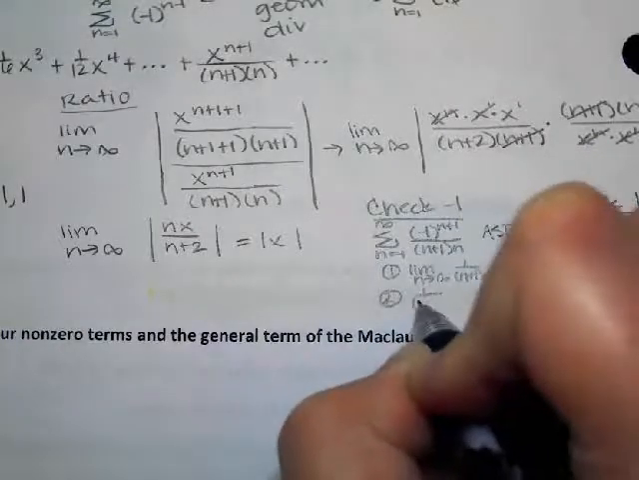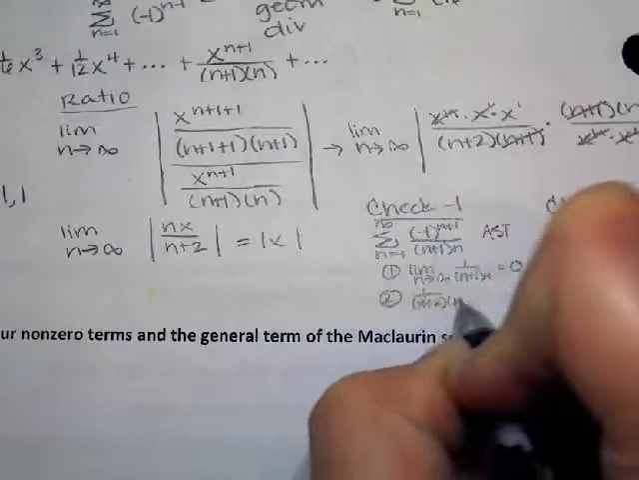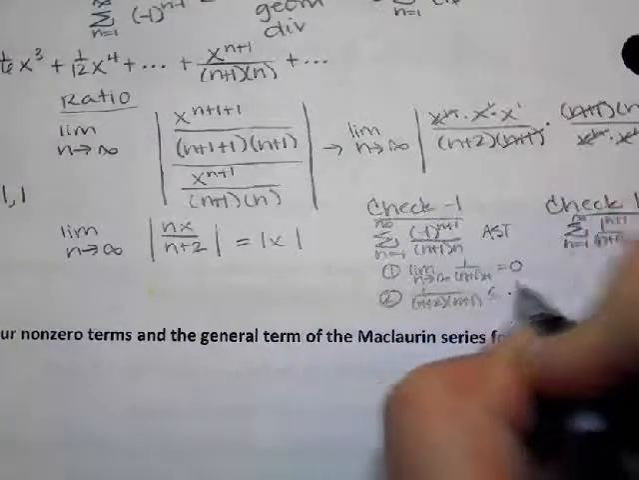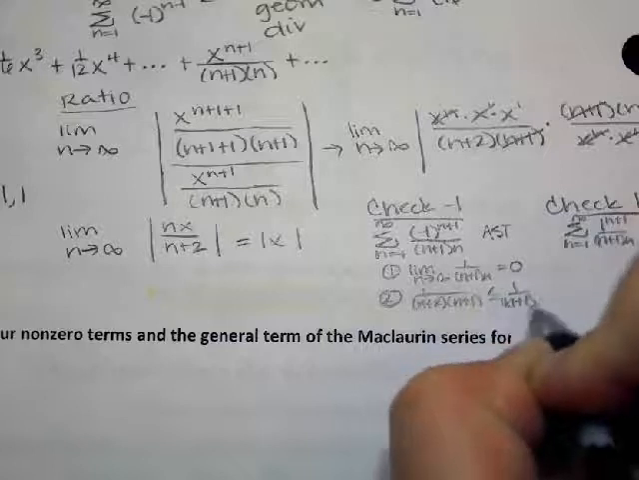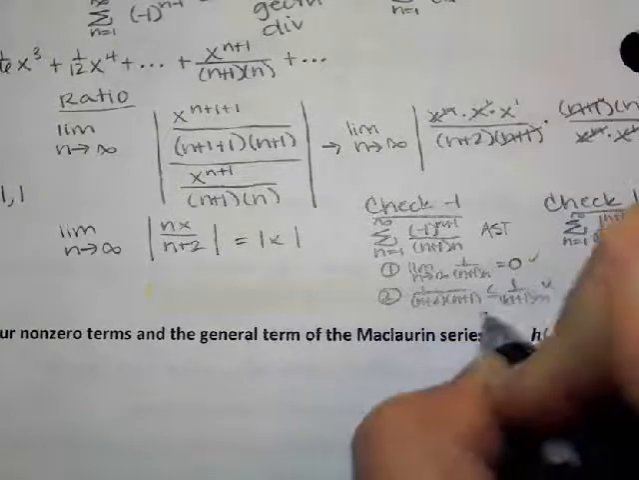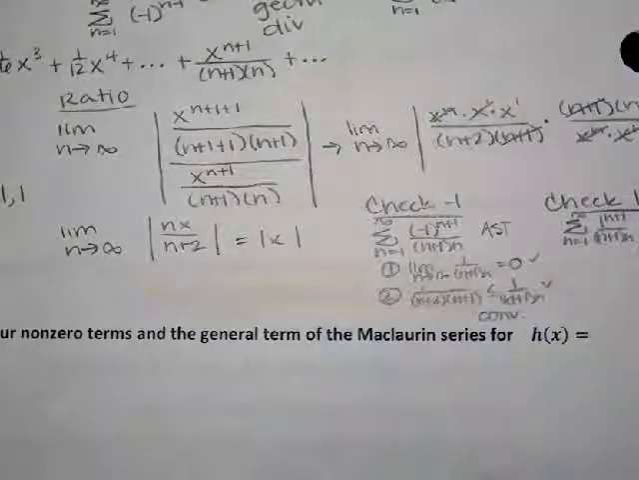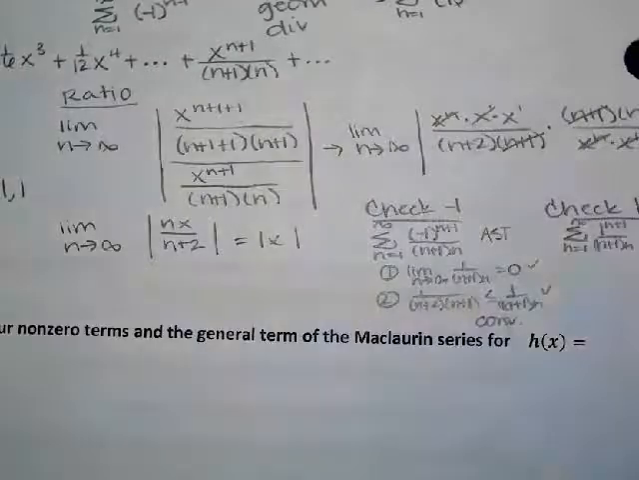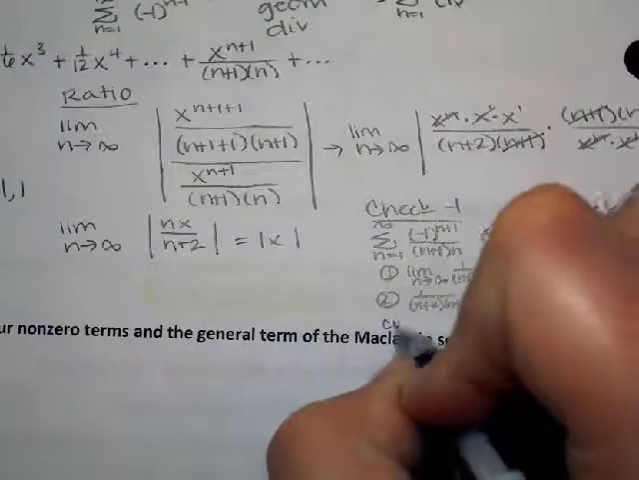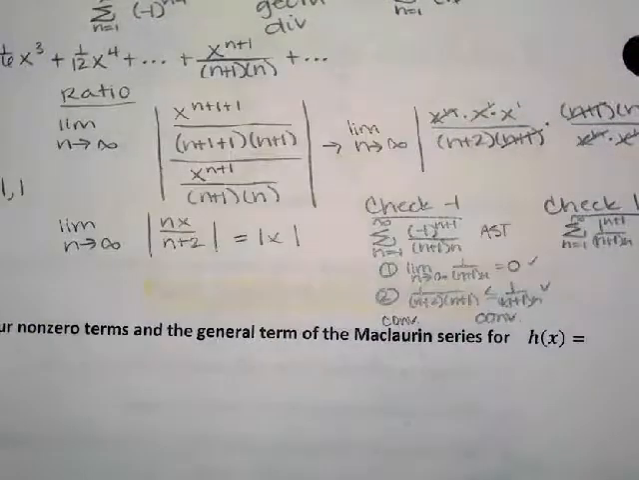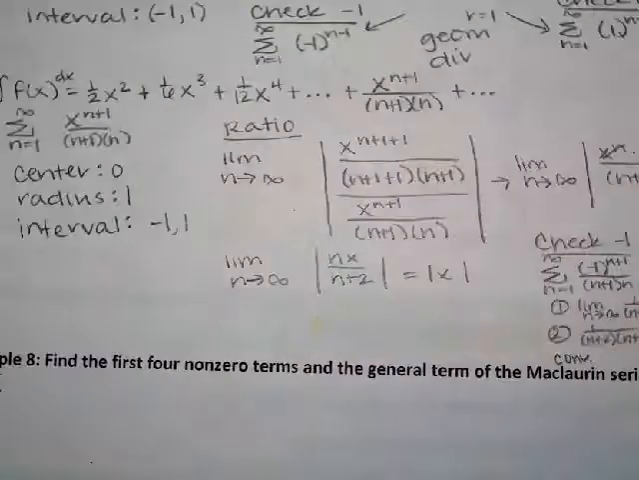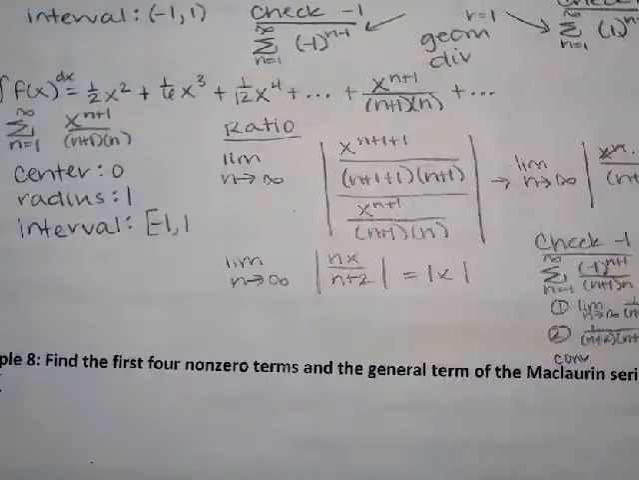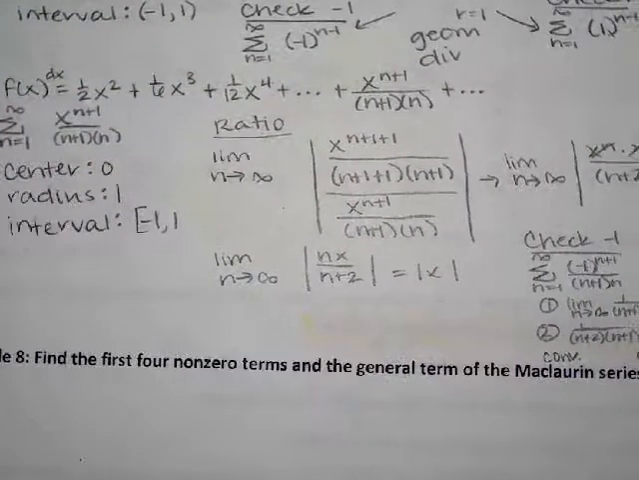Plug it in for x. So when you check -1 and you do the alternating series test, it converges. And then when you check +1, 1 to the n plus 1 is just 1. So it's like having 1 over n plus 1 times n. And can you guys tell what test that is?